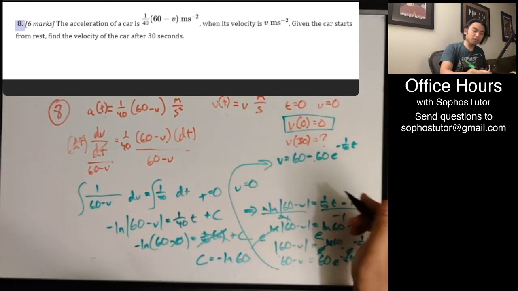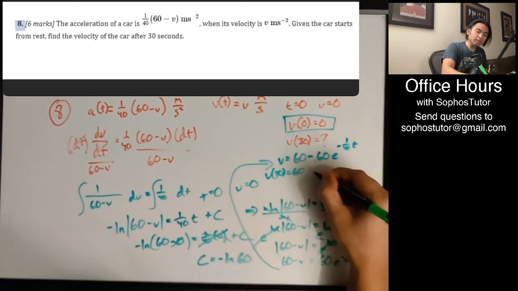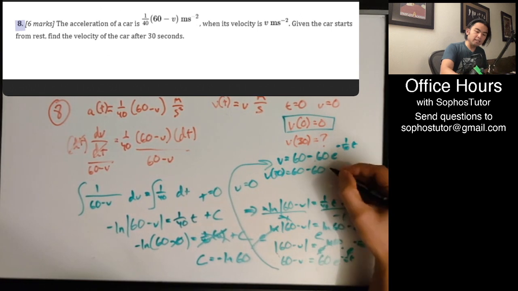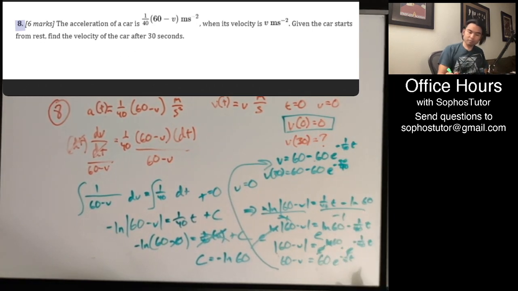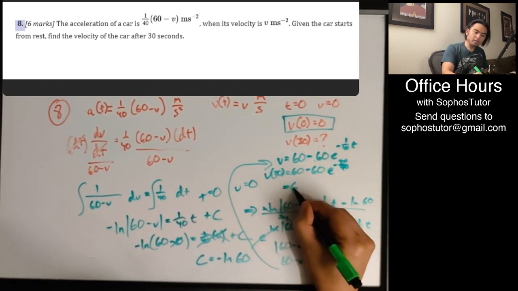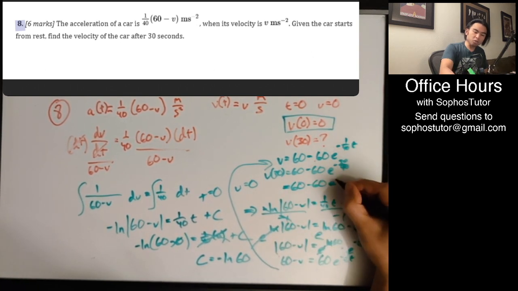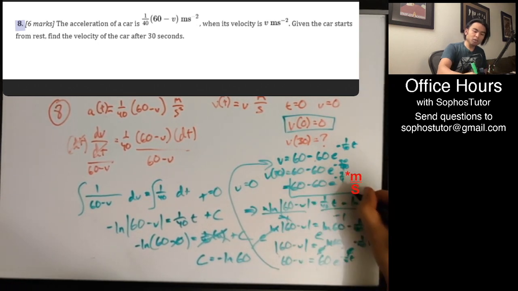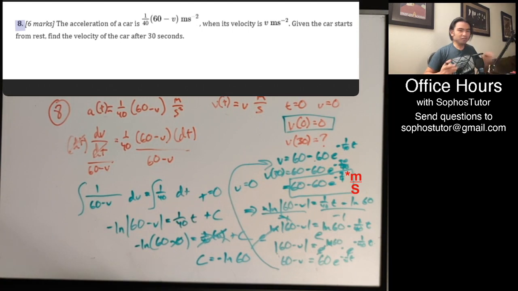Now I can plug in my 30. So v of 30 is going to equal 60 minus 60 times e to the negative 30 over 40. Right? Minus 60 e, and this just comes out to negative 3 over 4. So this is your value of v of 30.